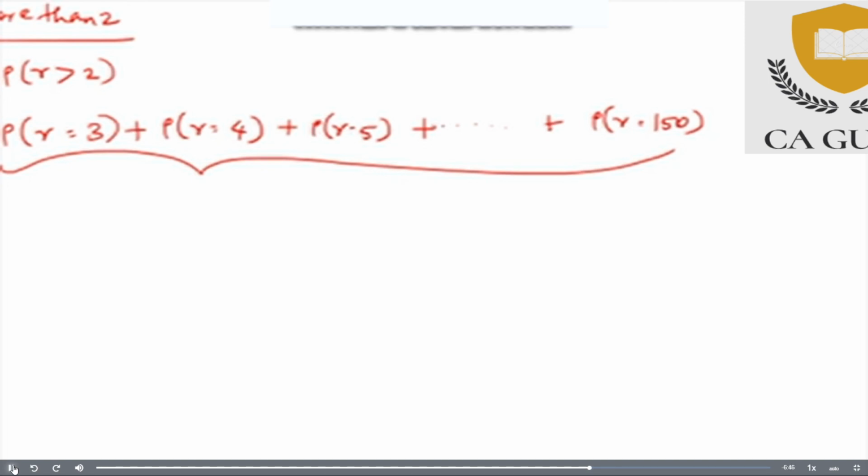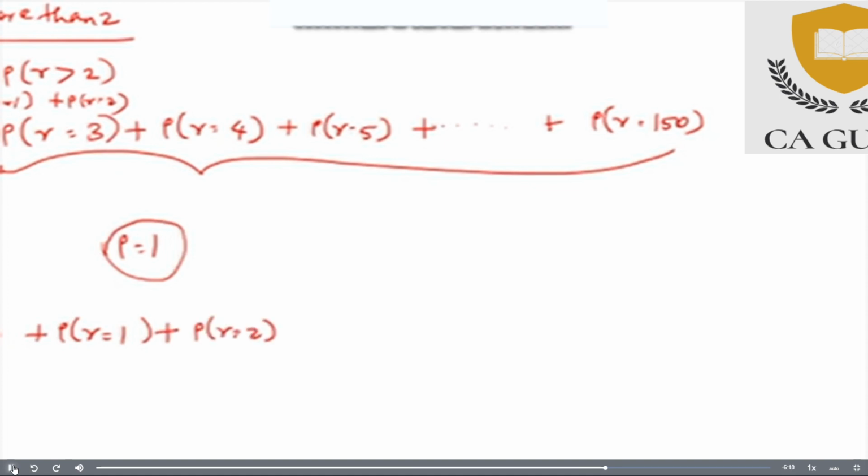So what you can do in this case is, the probability of the whole thing will be equal to 1. The whole thing means P of R equal to 0 plus P of R equal to 1 plus P of R equal to 2 plus this lot. This equals 1. So here you can simply pull out the first part, P of R equal to 0 plus P of R equal to 1 plus P of R equal to 2. If you pull this out, you can just find 1 minus this to get the other portion.